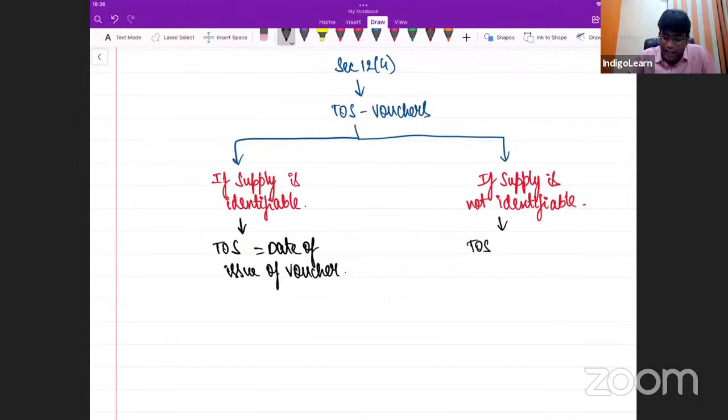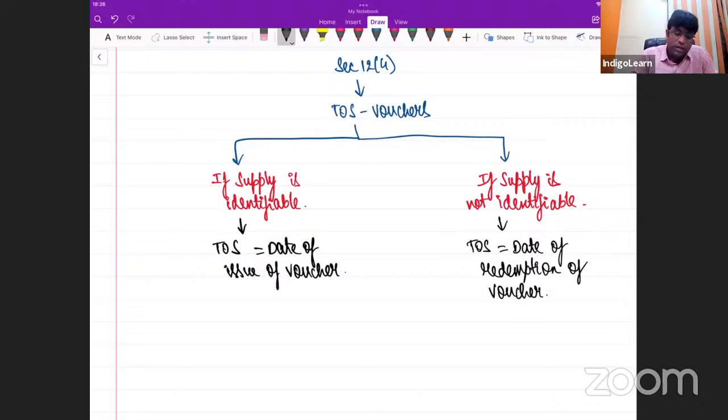And if supply is not identifiable, what they told is that time of supply will be date of redemption of voucher. So if supply is identifiable, date of issue of voucher. If supply is not identifiable, date of redemption of voucher. So if we know what you are going to take it for or use it for, then time of supply will be the date when voucher is issued. But if supply is not identifiable, we don't know for what purpose we are going to redeem that voucher, then time of supply will be the date of redemption of voucher.